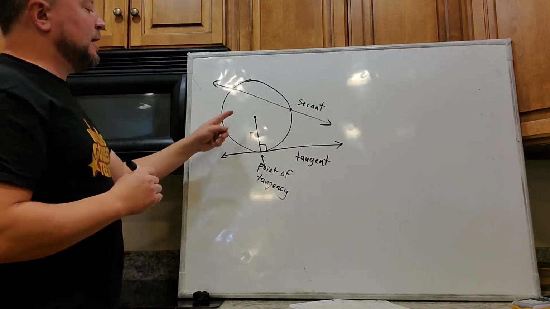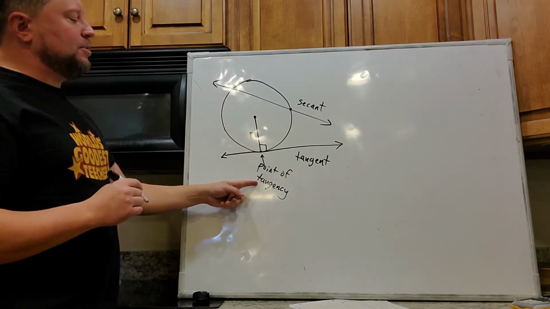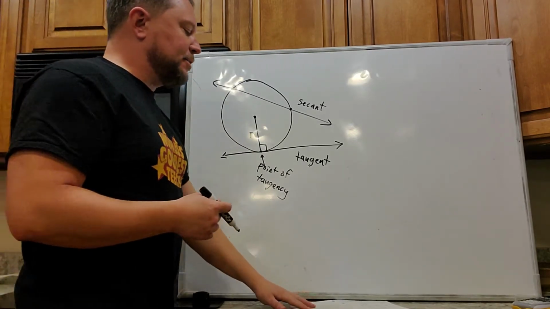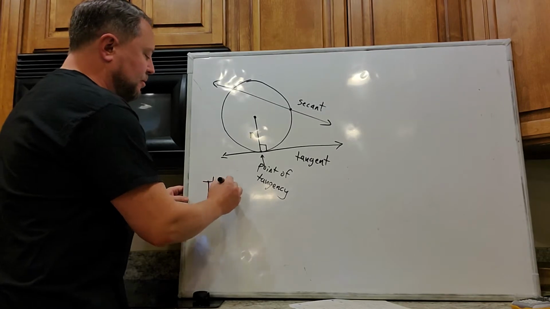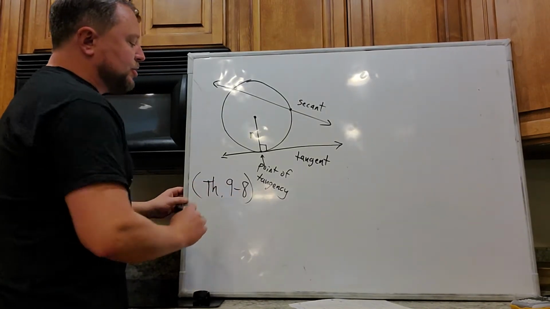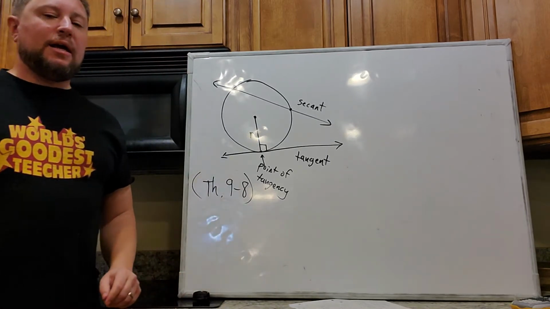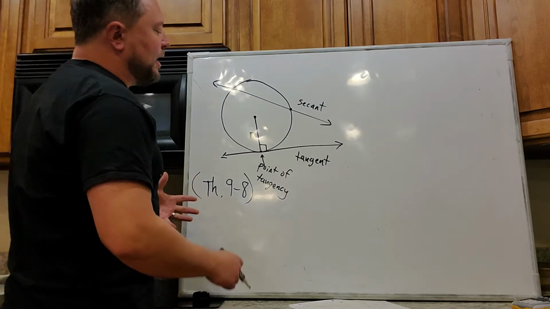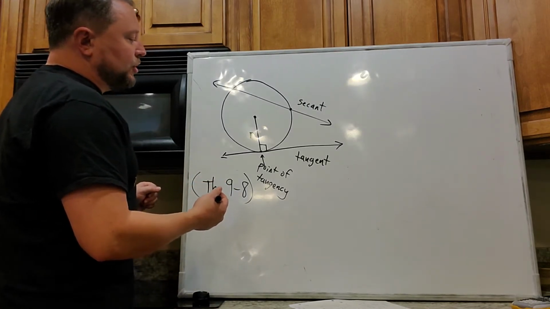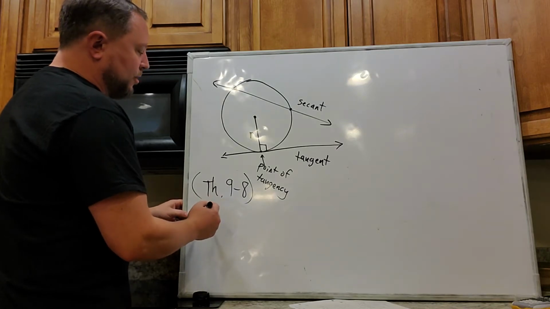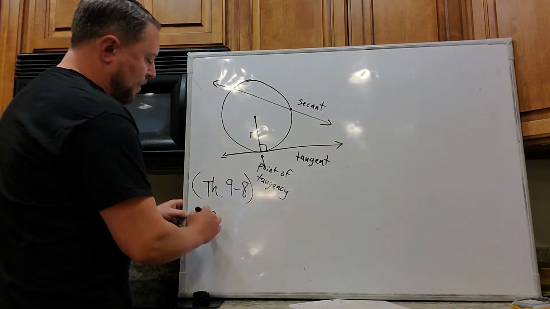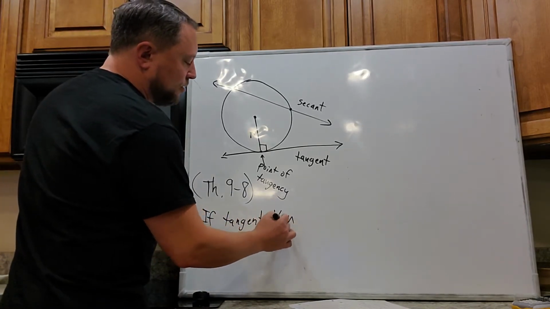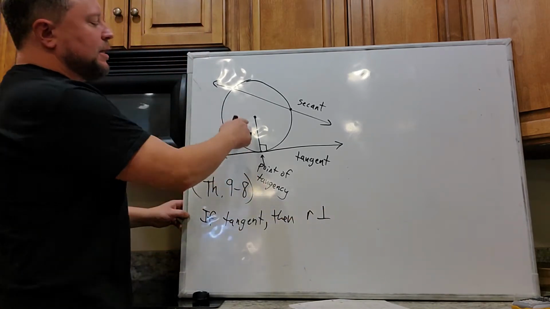So that idea that the radius drawn to the point of tangency will always meet a tangent at a right angle, or be perpendicular, is covered in Theorem 9.8 of your postulates and theorems. Theorem 9.9 is simply the converse of this. So Theorem 9.8, if I give you caveman talk, would say that if tangent, then R would be perpendicular to the tangent.